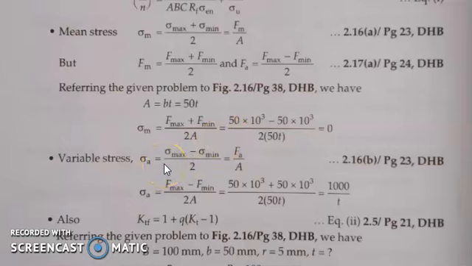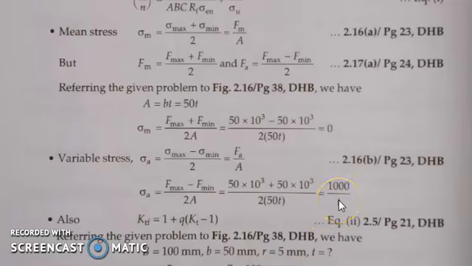Then variable stress also we can calculate. Sigma A is equal to sigma max minus sigma min divided by 2, that is equal to FA by A. Again, it is already in our data book, page number 23 and equation number 2.16a. Sigma A is equal to F max minus F min divided by 2A. Substitute all these values. Again, we will get sigma A in terms of T.